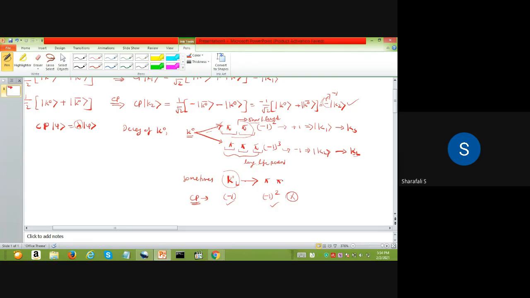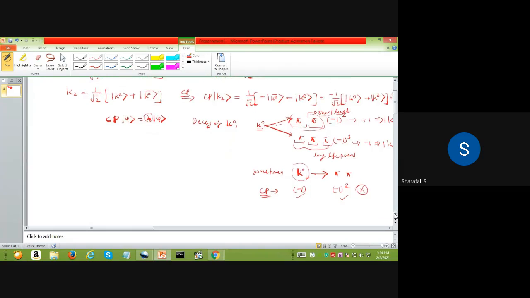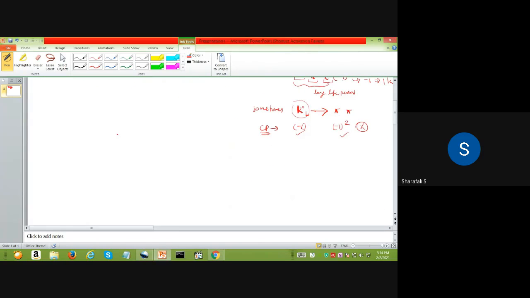Then we introduced time reversal symmetry. We already discussed this. In time reversal symmetry, we change the time. Let's say A decays into B plus C. Then after time reversal, your B plus C should become A. We already discussed that yesterday.